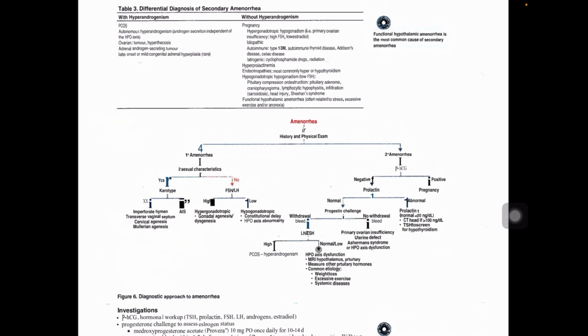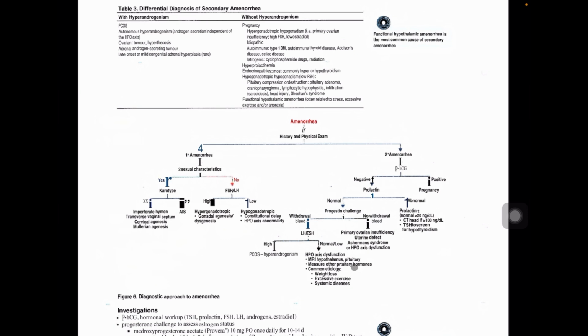In LH and FSH, you're going to see if it's high. If luteinizing hormone is high, then you know this is PCOS, hyperandrogenism. But if it's low or normal, then it is an HPO axis problem: MRI for hypothalamus and pituitary, and measure other pituitary hormones. Common etiology: weight loss, excessive exercise, or systemic disease. So these are other more common causes of amenorrhea.